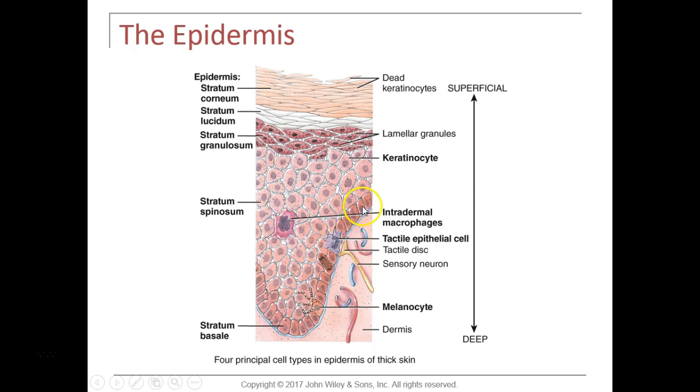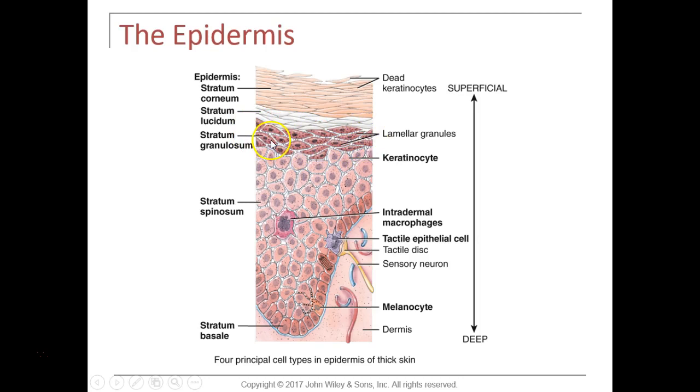So we go from the stratum basale up into what's called the stratum spinosum. The stratum basale is made of one row of cells only. The spinosum layer is about 8 to 10 rows of cells. And then you have what's called the stratum granulosum. You can notice in this picture it's called that because all of these keratinocytes up here have all these dark staining granules in them. So the stratum granulosum is about 3 to 5 rows of cells or so.